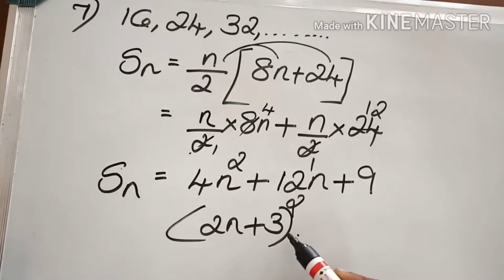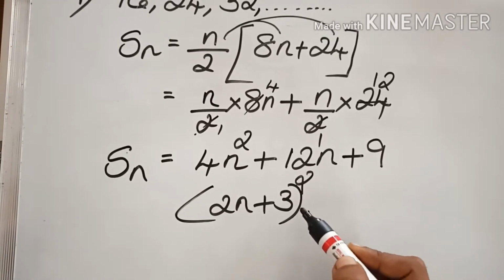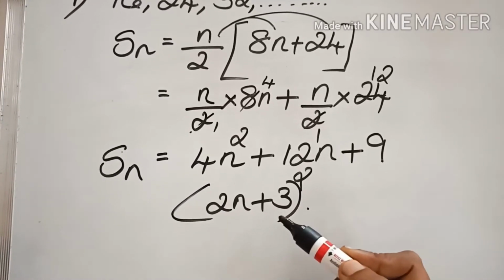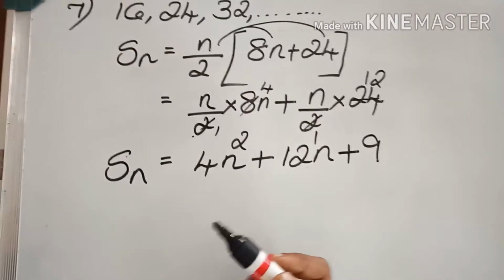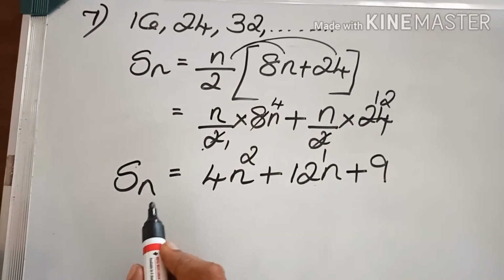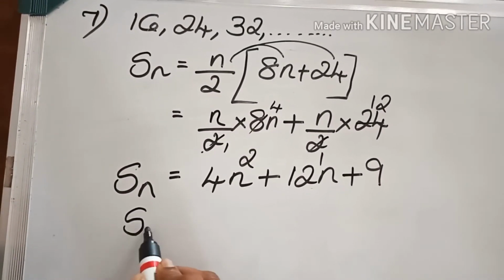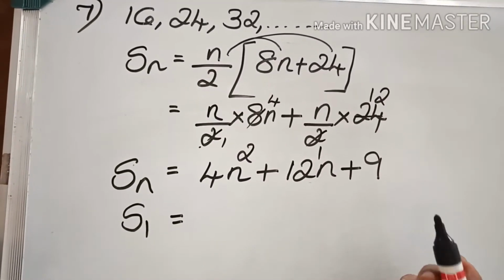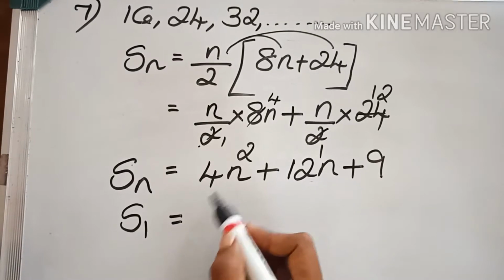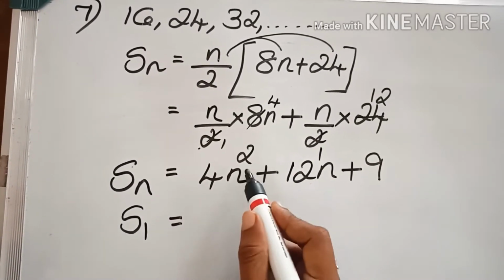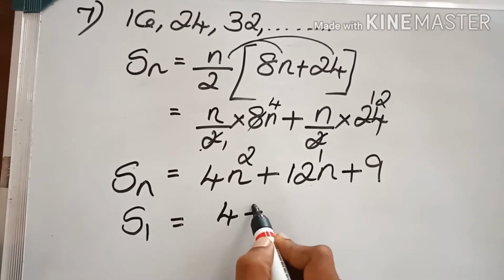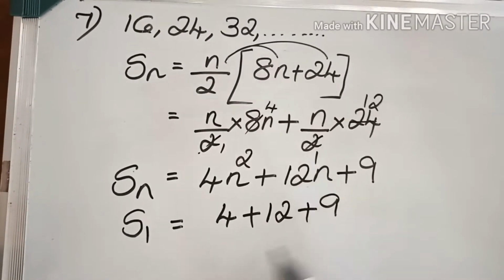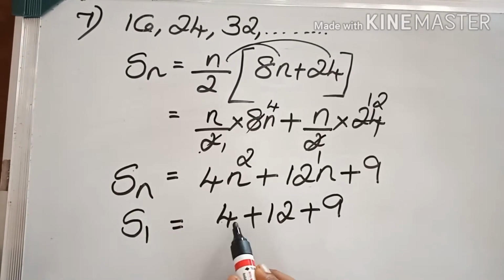But this method will be difficult for you, so I am explaining another way to check. Let's start with the first number. If n is 1, just check whether the number is a perfect square or not. So here if n is 1, 1 square into 4 is 4, plus 12 into 1 is 12, plus 9. What will be the answer? 12 plus 4, 16.